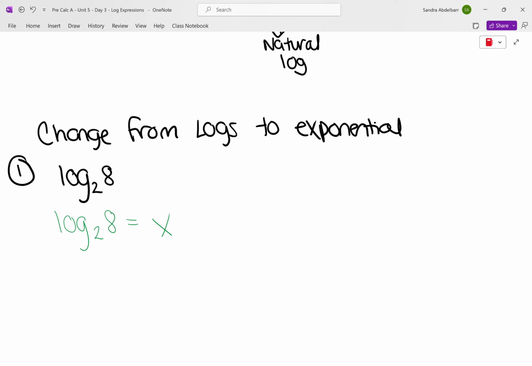So remember, we have a base of 2. Now, which one's the exponent? Is the 8 the exponent or is the x the exponent? X, you got it. So it's base, answer, exponent. So we have 2 to the x is equal to 8.